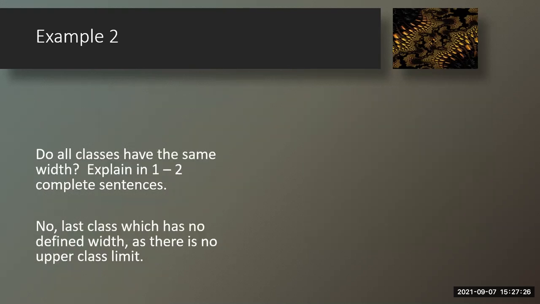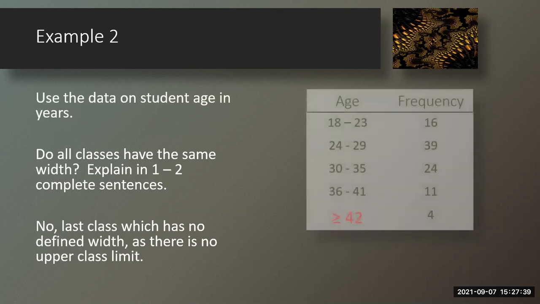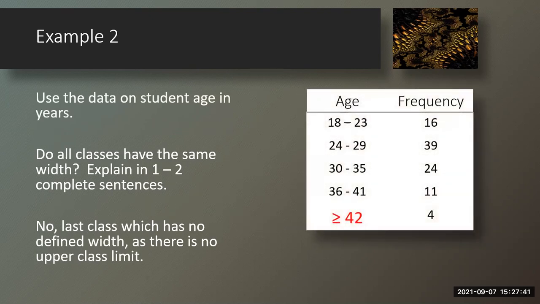Do all classes have the same width? Explain in 1 to 2 complete sentences. No. The last class has no defined width, as there is no upper class limit. So again, that last class is a little odd.